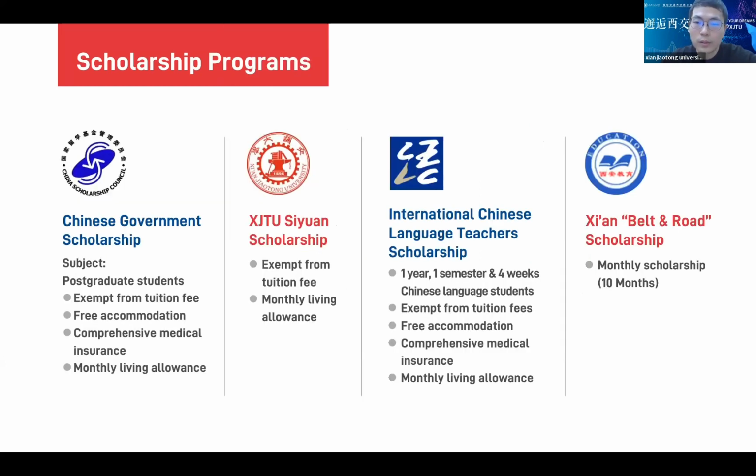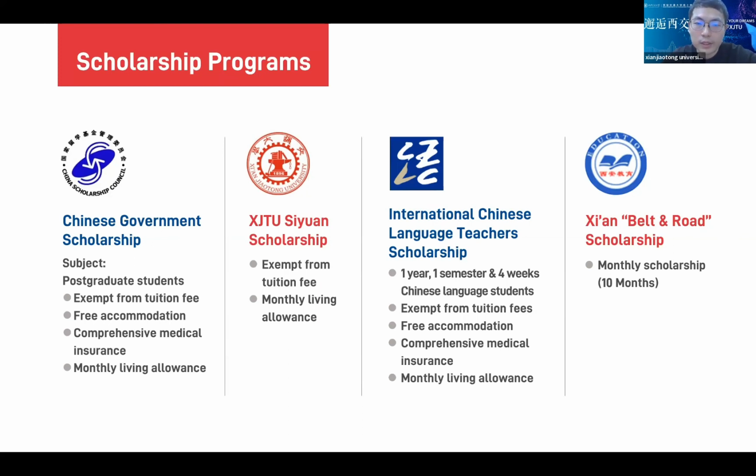And when it comes to master, PhD and non-degree levels, we have these four major scholarship programs. The first one is the Chinese Government Scholarship. Maybe you are most familiar with this one. This scholarship in XJTU is mostly offered for master and PhD, the postgraduate levels. If you get it, then there will be free tuition, accommodation, comprehensive medical insurance and a monthly living allowance, which is 3,000 for master and 3,500 for PhD.